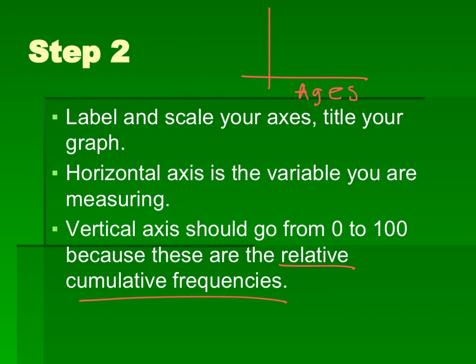As we're putting numbers on the axes, we're actually going to use the minimum value from each of the classes. So you're going to have a tick mark to represent 40, another for 45, 50, 55, and so forth and so on. It's usually pretty reasonable to label the y-axis by tens since it's always going to go from 0 to 100.